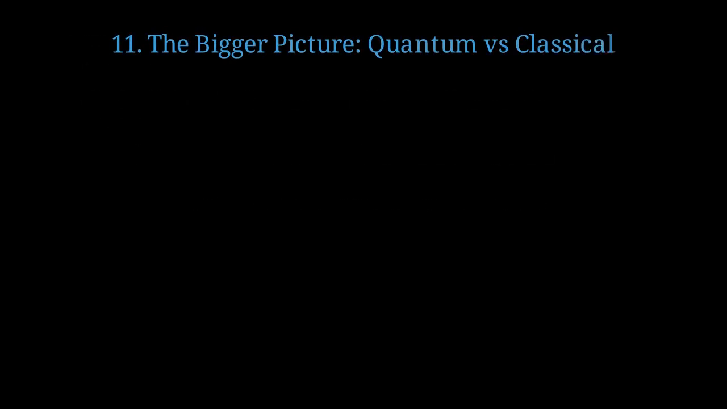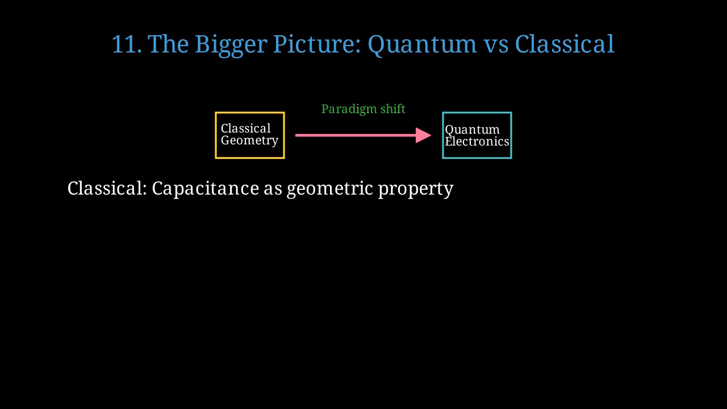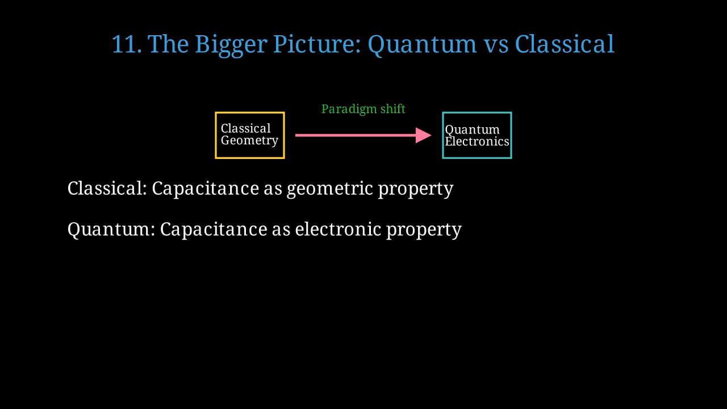Let's step back and appreciate the fundamental difference between quantum and classical capacitance. This represents a paradigm shift from geometry-dominated to electronics-dominated capacitance. It's a fundamentally new way to think about energy storage. In classical thinking, capacitance is a geometric property: bigger plates, smaller gaps, higher capacitance. In quantum thinking, capacitance becomes an electronic property: more available quantum states, higher capacitance. This opens entirely new design possibilities. We can engineer electronic structure rather than just geometry.